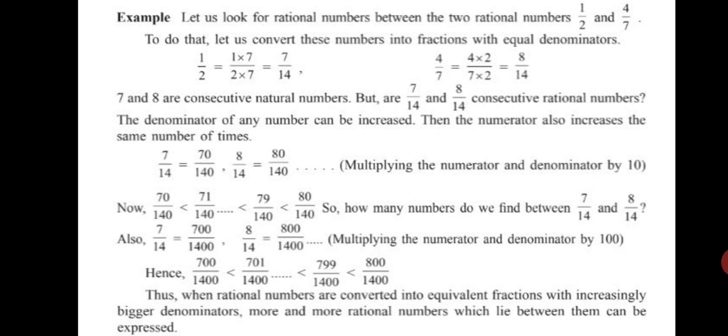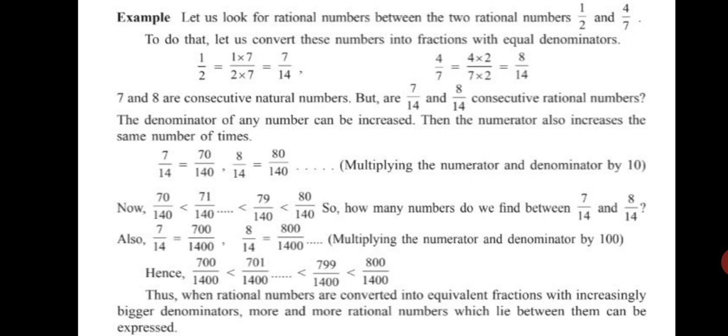So, look at the denominators 2 and 7. You can multiply 1 upon 2 by 7 in numerator and denominator, and you get 7 upon 14. And 4 upon 7, you multiply by 2 in numerator and denominator, and you get 8 upon 14. So the fractions that we have now are 7 upon 14 and 8 upon 14. And in between them, we have to write the rational numbers.